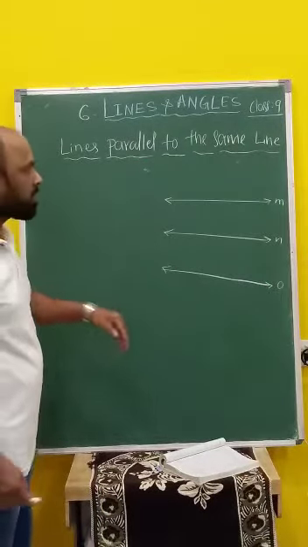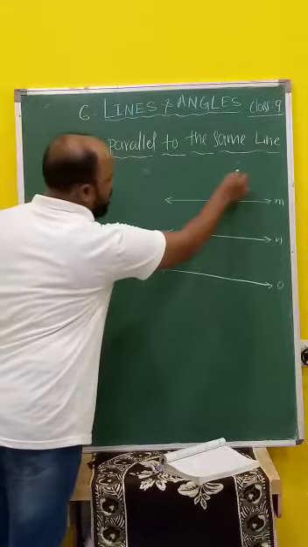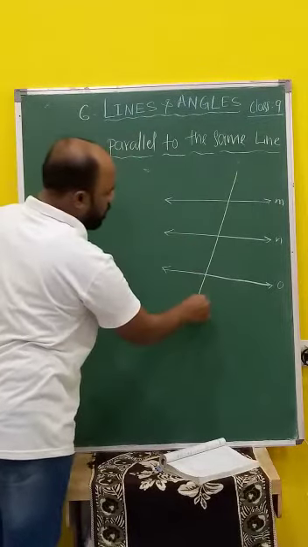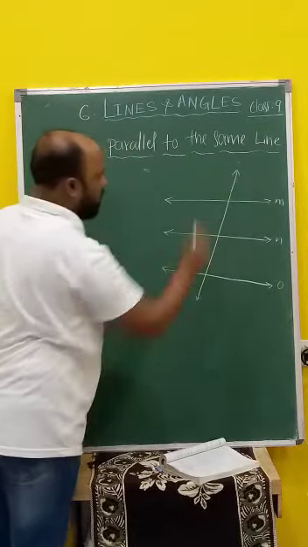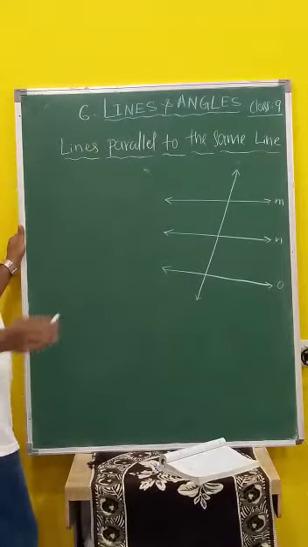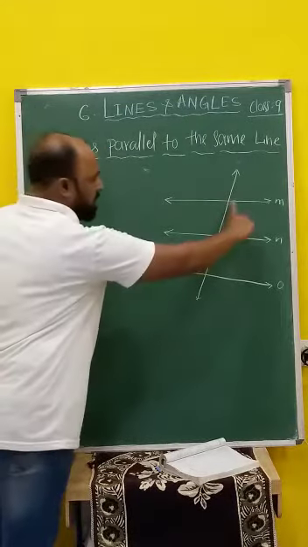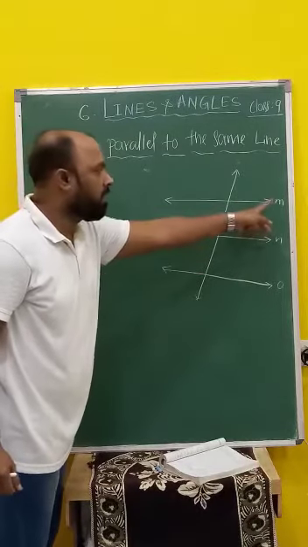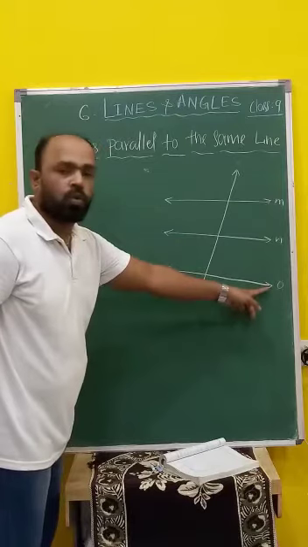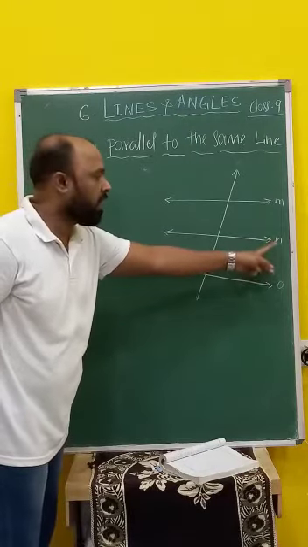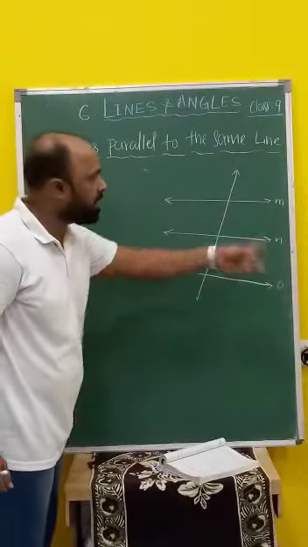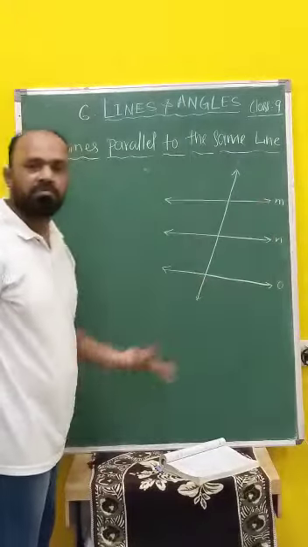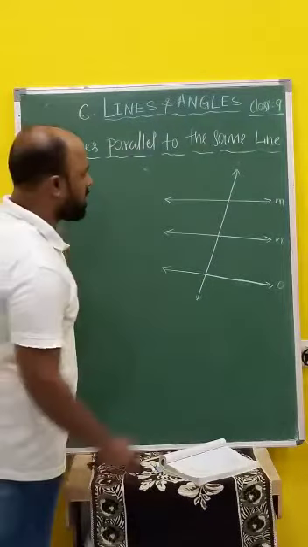What is the transversal? The line intersecting two or more lines. Clear, children? We'll go for that one. These two are parallel. M is parallel to N. Then N is parallel to O. M is parallel to N and N is parallel to O. Obviously, M is parallel to O. Yes, it is possible.